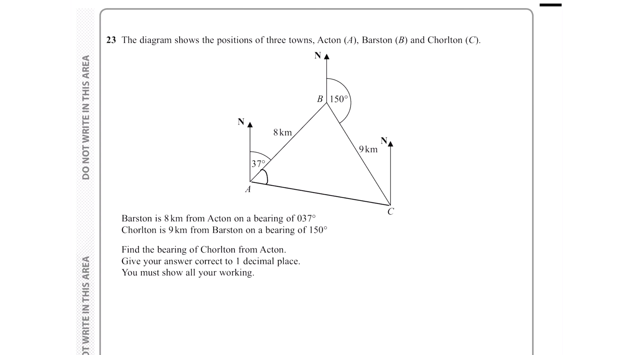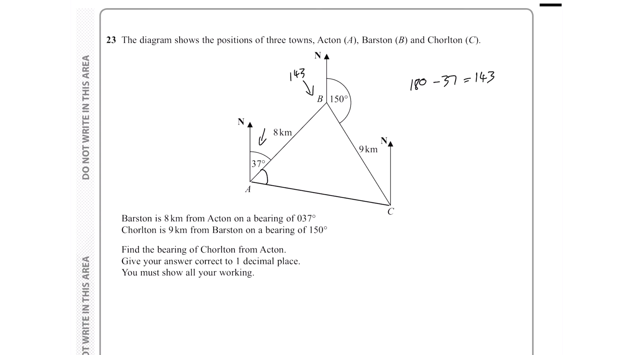Hopefully by looking at that, you can see it's a triangle, and you want to see what else you can figure out with it. One thing I can immediately see is, with bearings, this angle and this angle add up to 180. So that means that angle there is going to be 180 minus 37, which is 143.